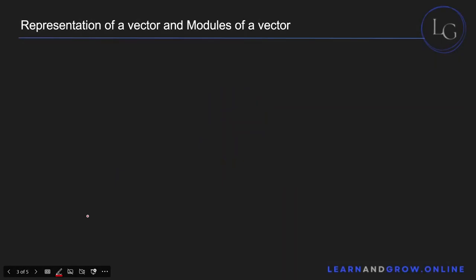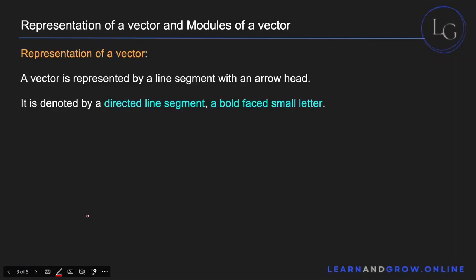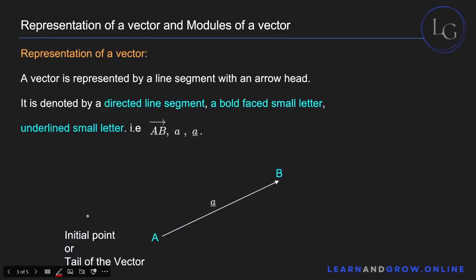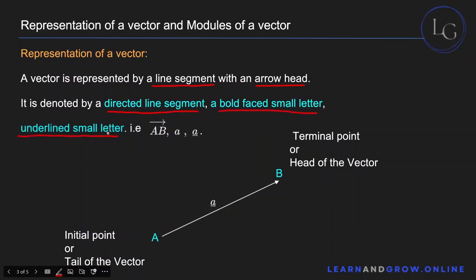Let's see the representation of a vector and the modulus of a vector. Now, let's first discuss how to represent a vector. A vector is represented by a line segment along with an arrowhead. It is denoted by a directed line segment, a bold-faced small letter, or an underlined small letter. So for example, if you have a vector going from A to B, here's a vector AB. Simple, really.